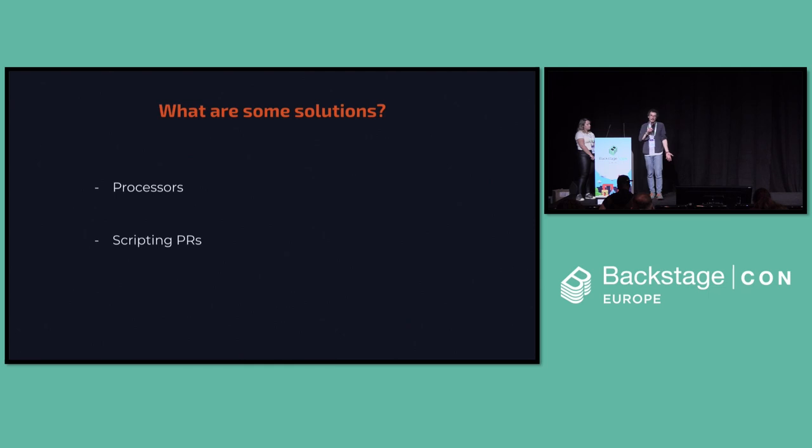So processors, okay, might be a potential solution. And similarly, instead of doing it behind the scenes in a processor, we might want to write a script and open a bunch of PRs to fix this. But this is the same problem in terms of the mapping not being reliable. And you're also adding in the PR process, right? So you've got this delay in actually getting the information into the catalog.